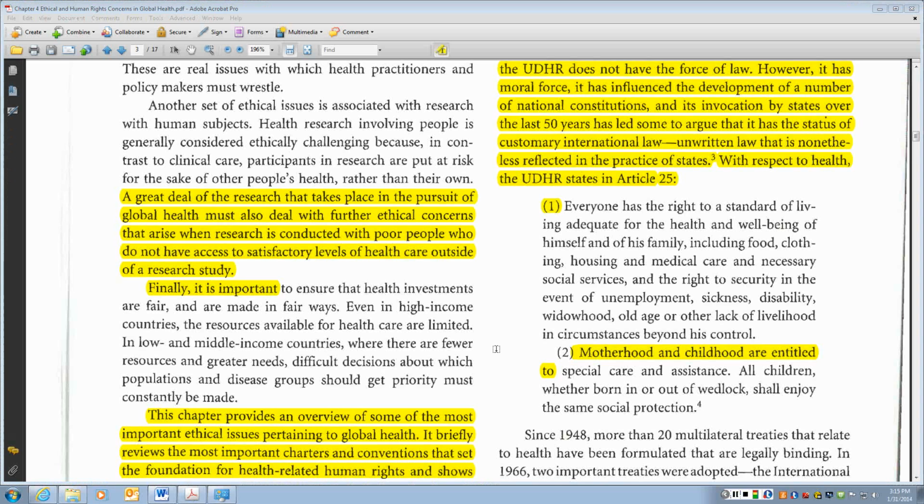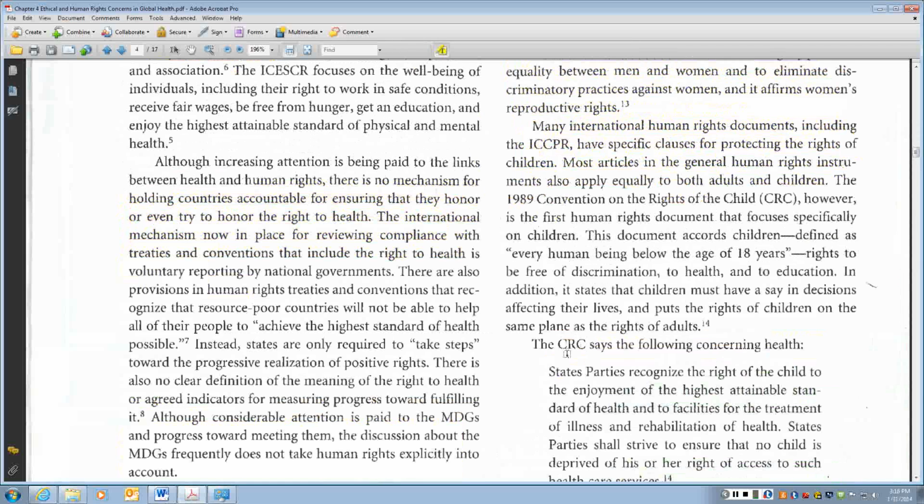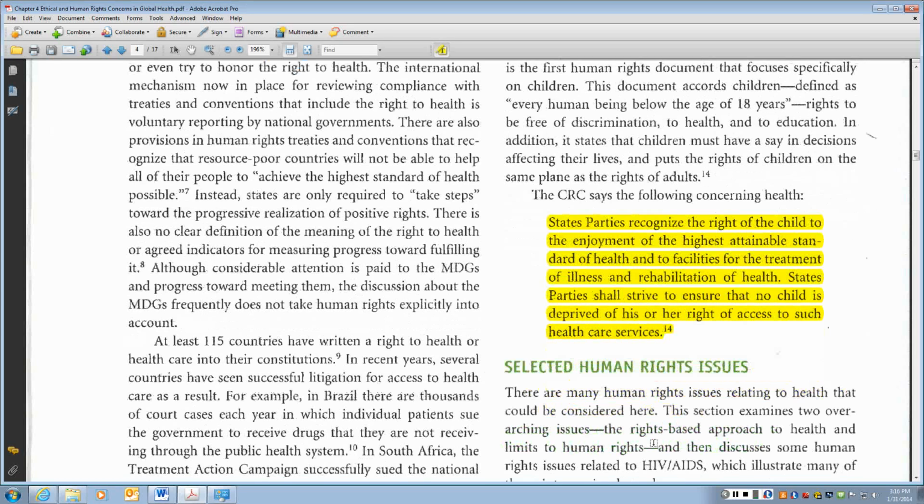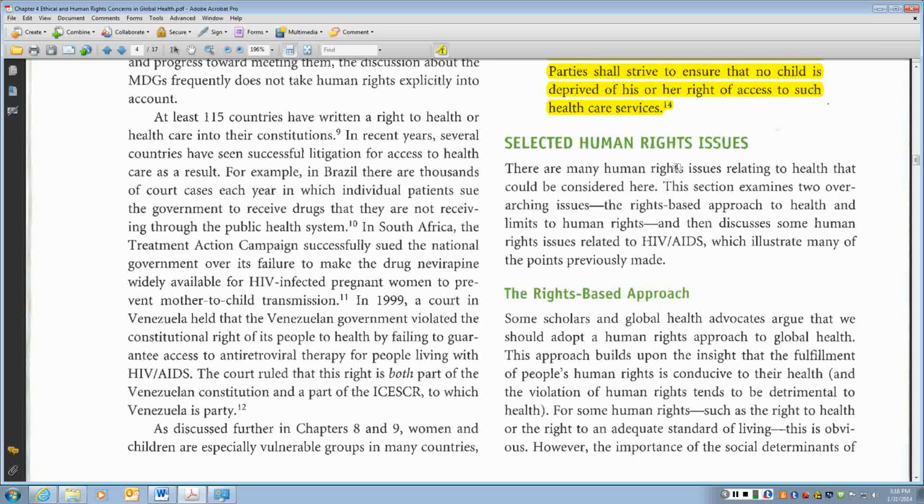Now, page 73 continues on talking about the different treaties and issues relating to those in human rights. But I'm going to go on over to talk about children and how the world agrees that children are all at risk and they should enjoy the highest standard of health that can be offered to them. Now, we go down here to selected human rights issue. I'm going to highlight a paragraph here for you that talks about the rights-based approach.